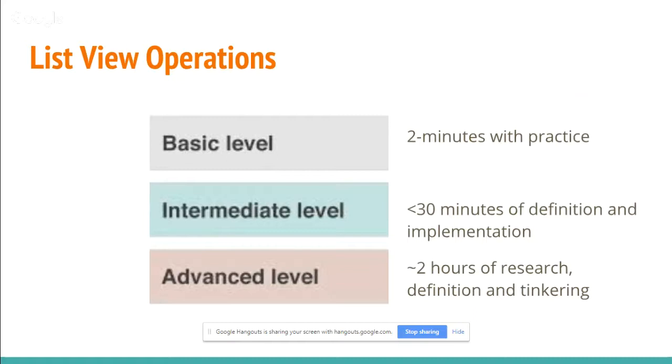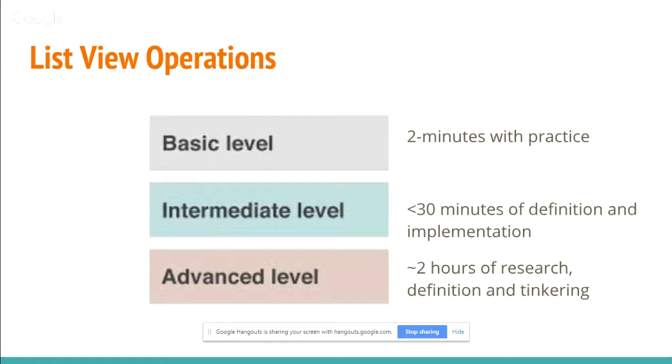So whenever I try to teach or tackle a topic, I like to break it into three levels: basic, intermediate, and advanced, and try to set some performance expectation for myself or others. When it comes to list views, I believe that the basic list view operation should be something you can, with practice, implement in 2 minutes. So whenever you try to do something, you shouldn't struggle with it for very long at all.